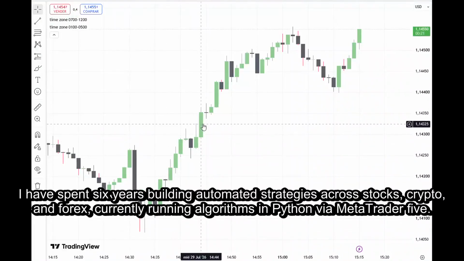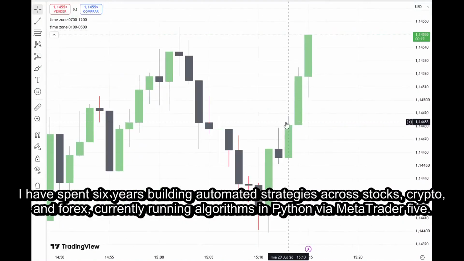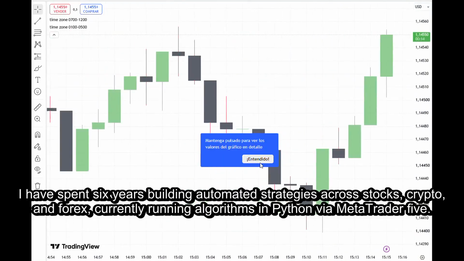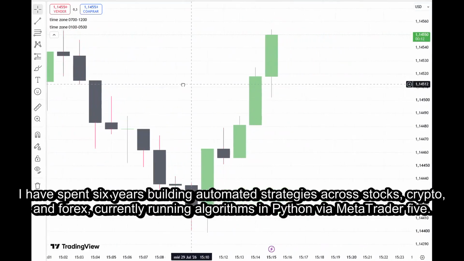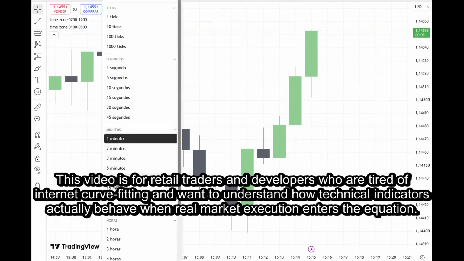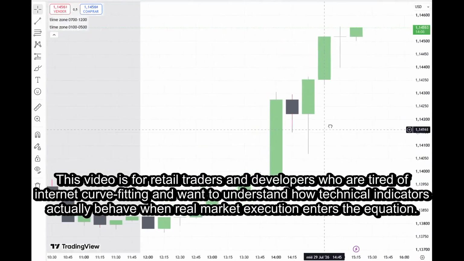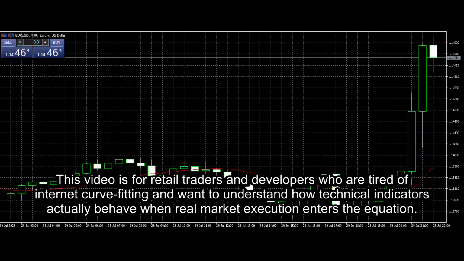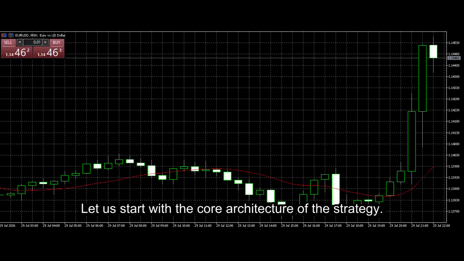I have spent 6 years building automated strategies across stocks, crypto, and Forex, currently running algorithms in Python via MetaTrader 5. This video is for retail traders and developers who are tired of internet curve fitting and want to understand how technical indicators actually behave when real market execution enters the equation. Let us start with the core architecture of the strategy.